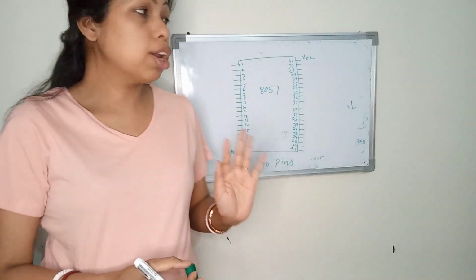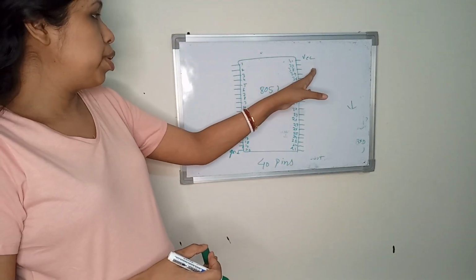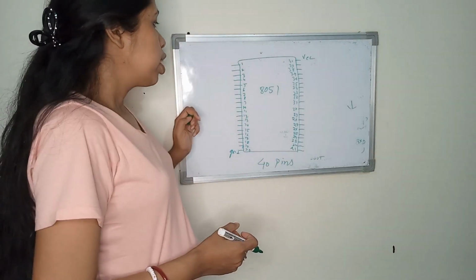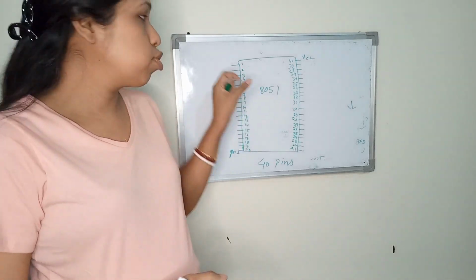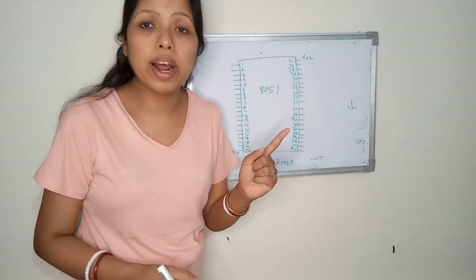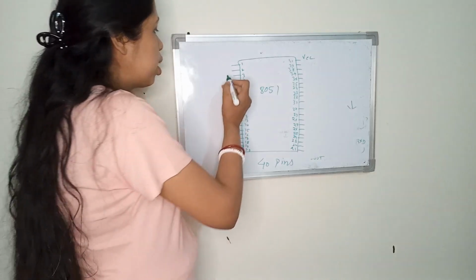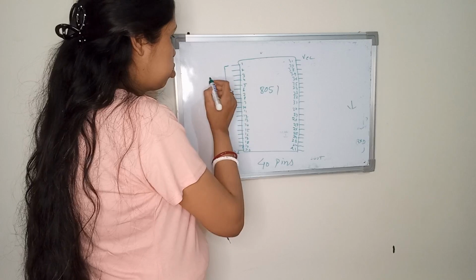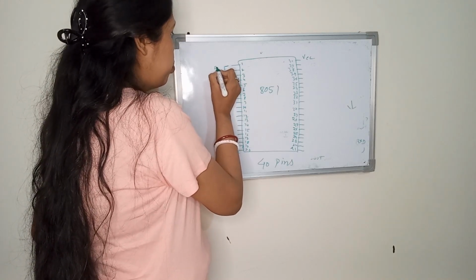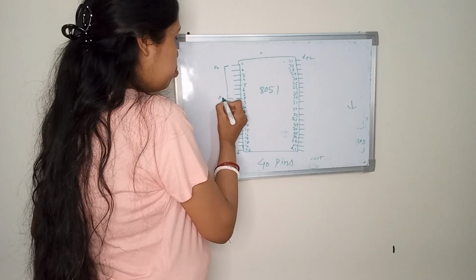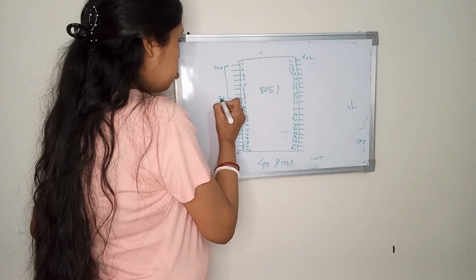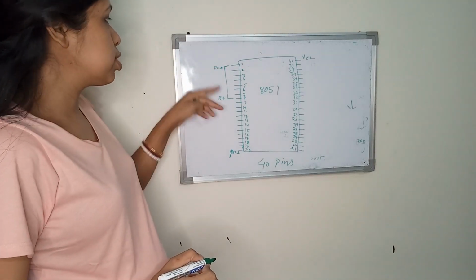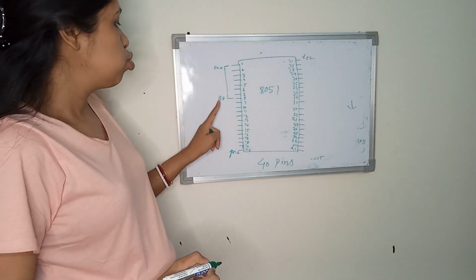Now come to the other ports. There are a total of 4 ports: port 0, 1, 2, 3. That is how I will represent the ports. Each port has a total of 8 bits, so 8 pins are associated with one port. Here it is P0.0 to P0.7. This is port 0, and port 0 has a total of 8 bits.